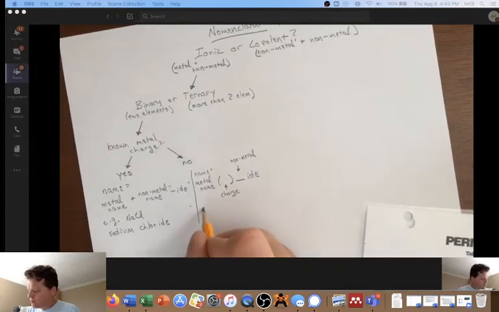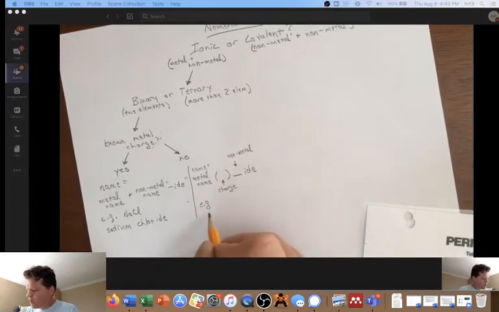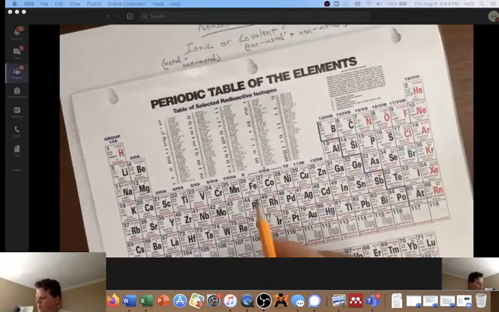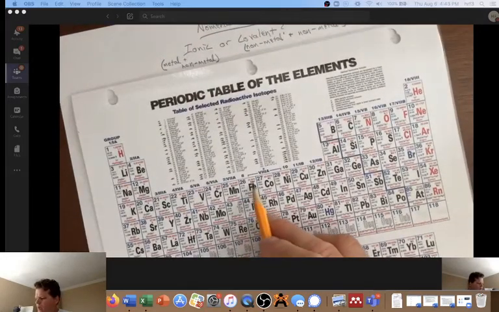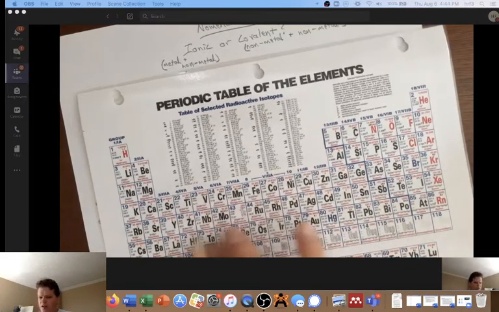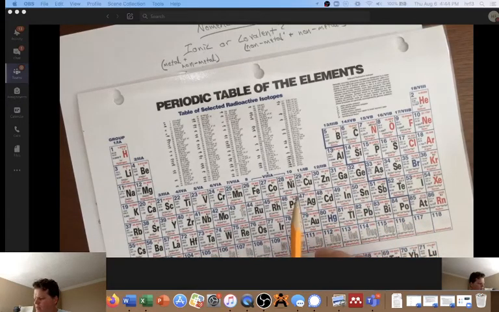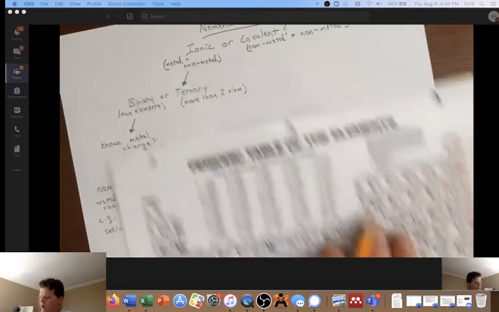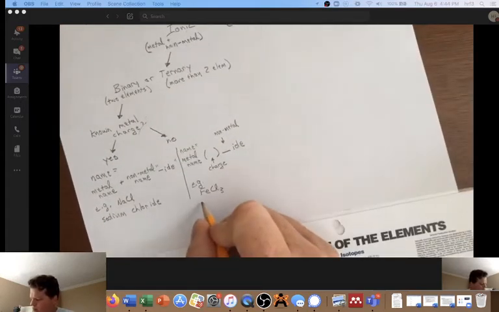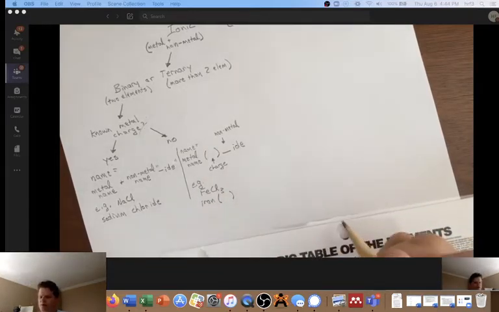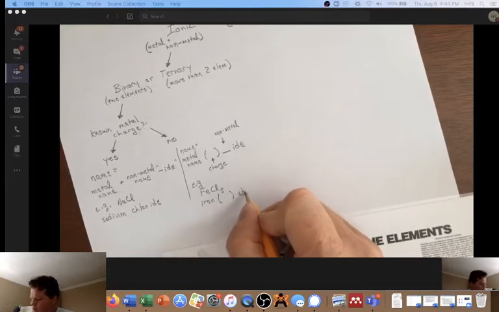So for example, if we had FeCl3, so the metal is iron, but iron can have different charges, and that's true for most of the transition elements. They can have a variety of charges, or sometimes they're called oxidation states. So we can write iron, but then we need to specify which charge this particular molecule is, and then it will be chloride.